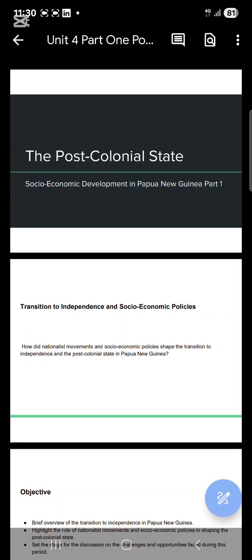All right. So the post-colonial state is focused on socio-economic development in Papua New Guinea. The importance of that discussion is that I want you to understand the kind of development plans that the early Somare government tried to put in place. They wanted a development plan, but at the same time, the challenges that they faced are structural challenges, and these challenges are a result of the colonial legacy.